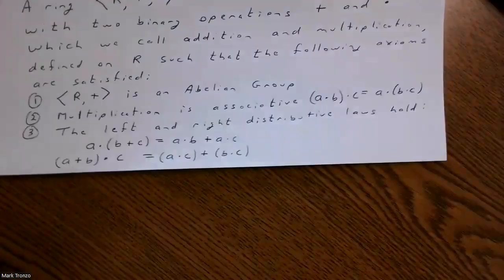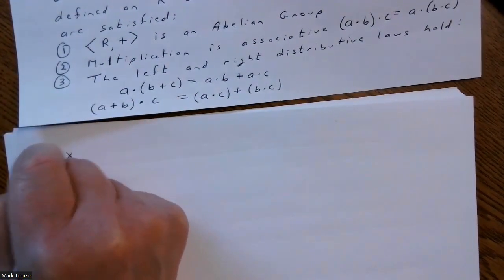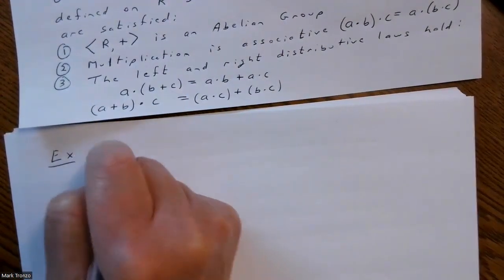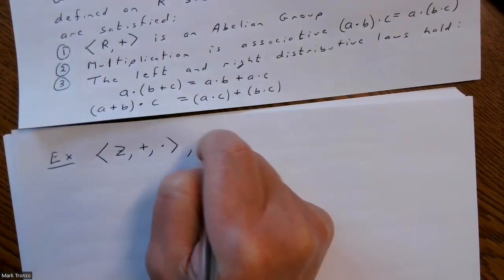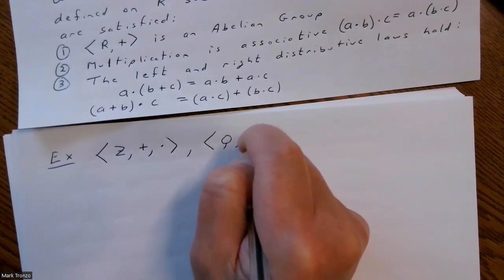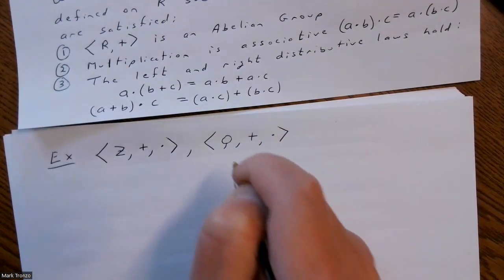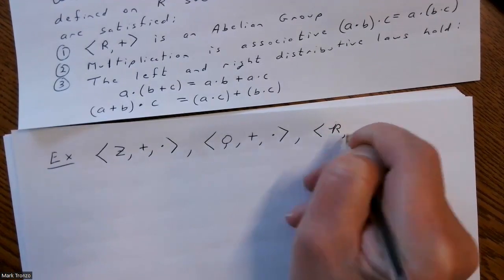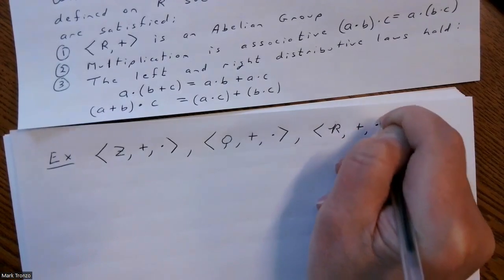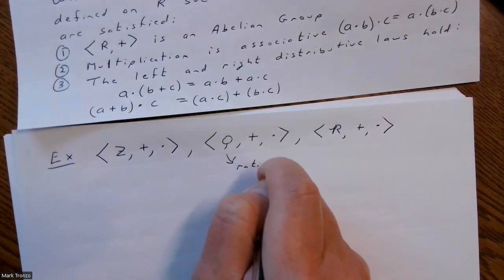And just to give some examples: the integers under addition and multiplication, the rationals, the reals, and again, remember this means rationals. These are all rings.